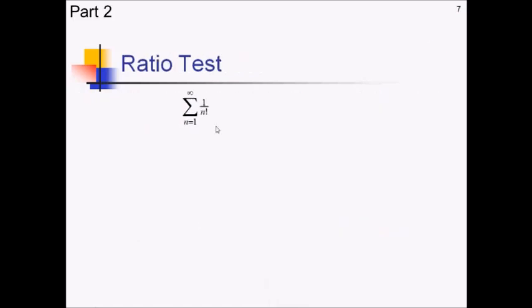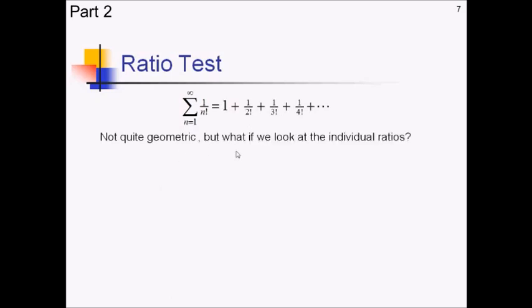To figure out what's going on with this series, we're going to expand it. So this is going to be 1 over 1 factorial, or just 1, plus 1 over 2 factorial, 1 over 3 factorial, and so on and so forth. Now, this is clearly not geometric. We're not multiplying by a single number to get the next term each time. But what if we take a look at the individual ratios between these terms? Maybe we'll learn something. So my first ratio, just 1 over 2 factorial over 1, is just 1 over 2 factorial, or just 1 over 2.